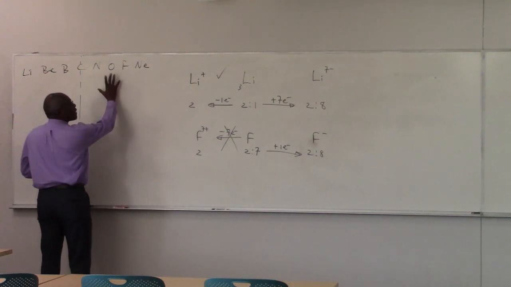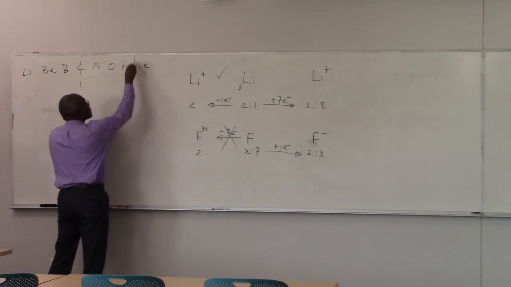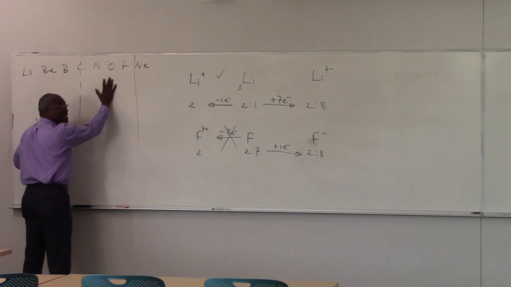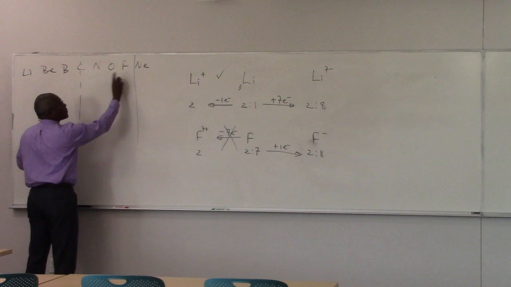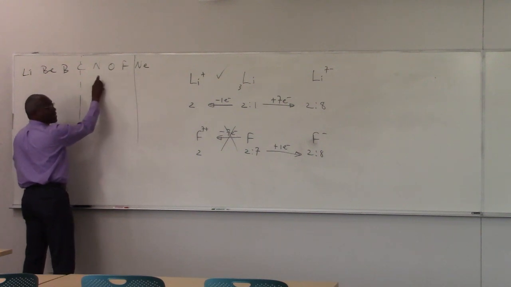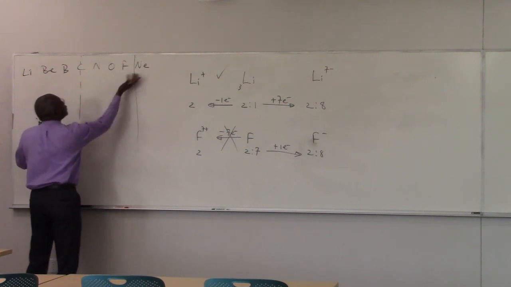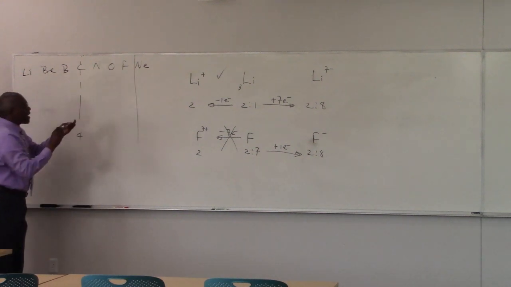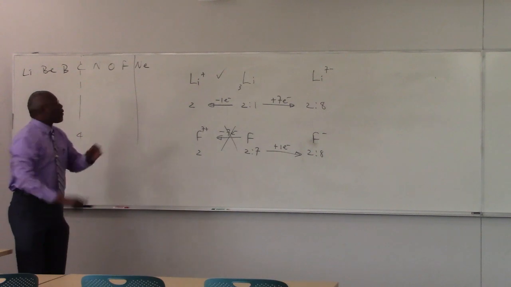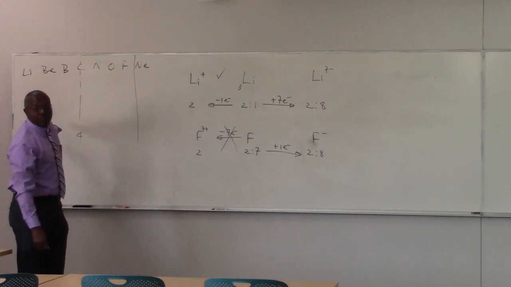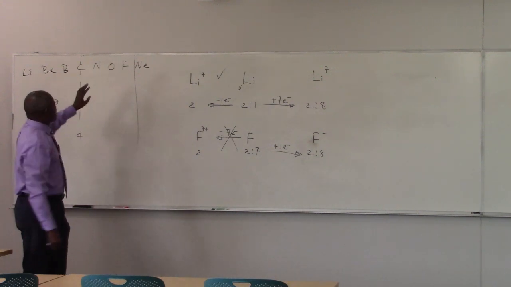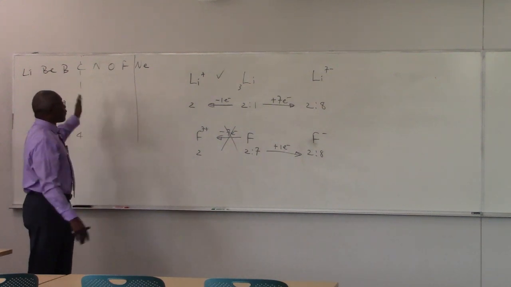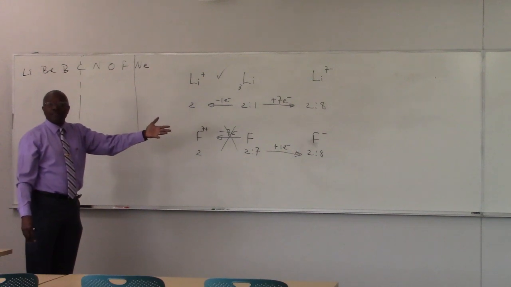If you are on the right, now the noble gases are what you're trying to aspire to. If you are on the right, it's easier to gain 1, 2, or 3 rather than to lose 5, 6, or 7. So elements that tend to lose electrons are all on the left of the periodic table, at least the main group elements. Elements that tend to gain electrons are all on the right, and it makes perfect sense.